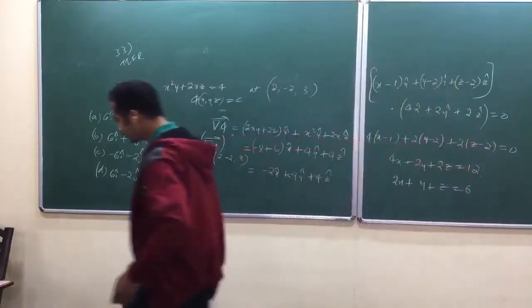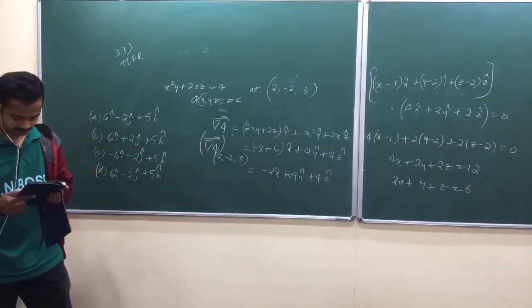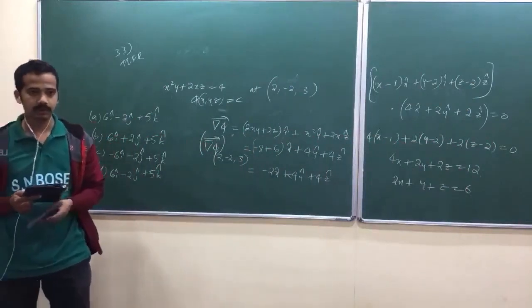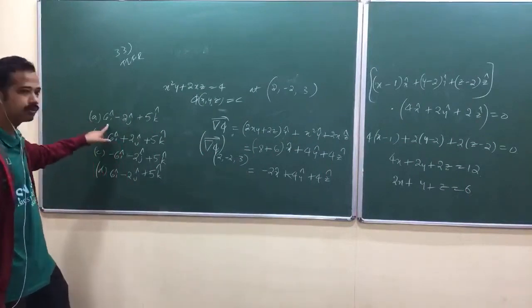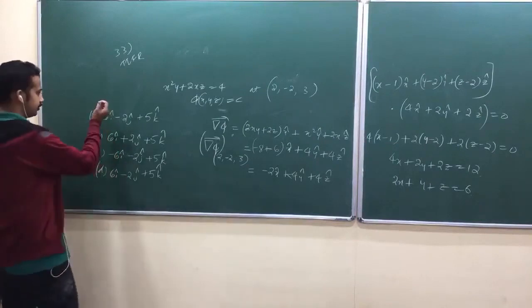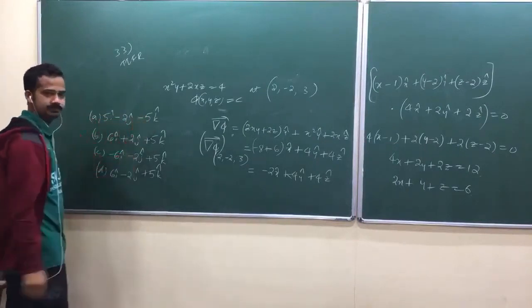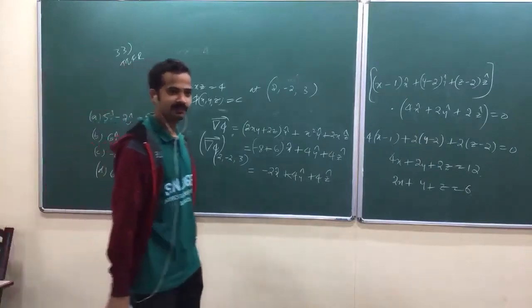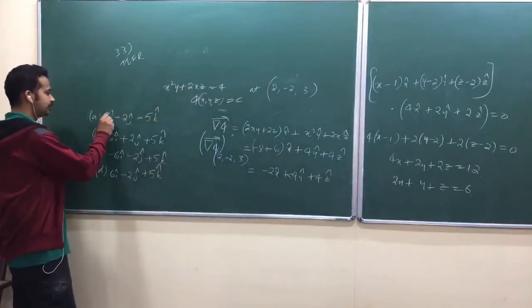I think then I have done a small mistake. This one? Minus 5? Okay, this was minus 5. Yeah. This is 6 only. This is minus 5.